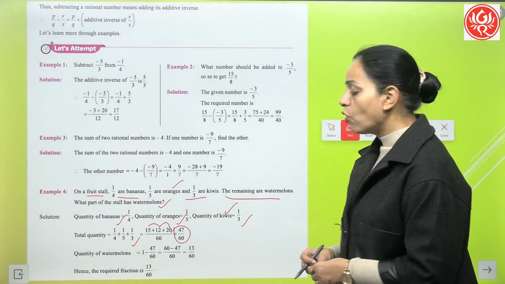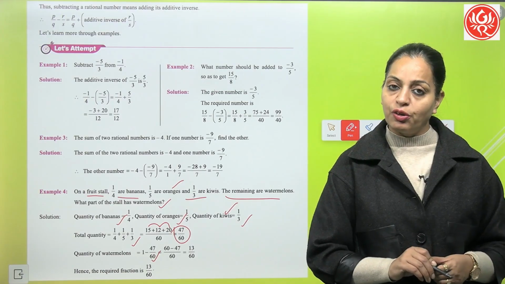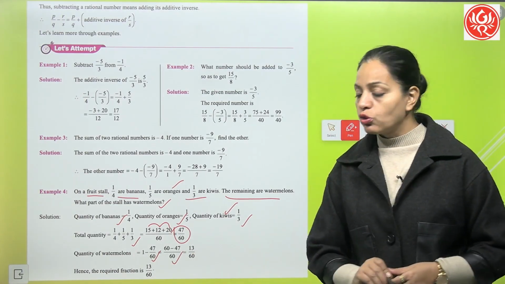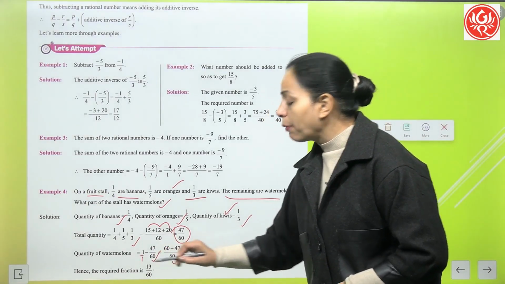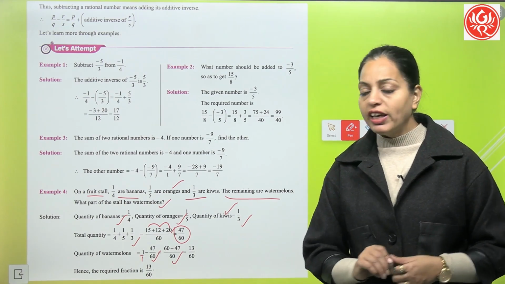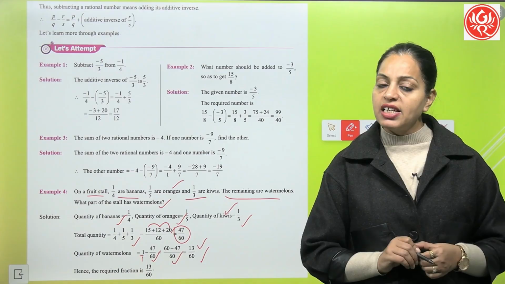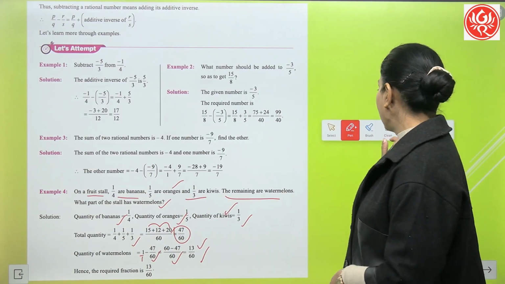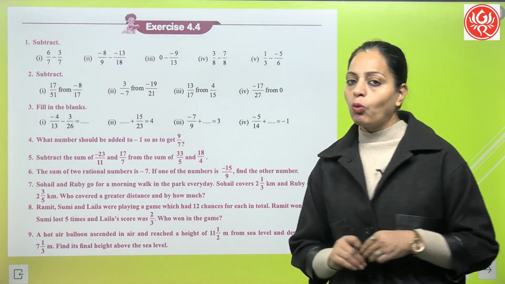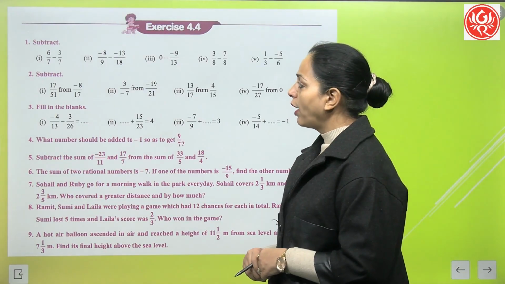So quantity of watermelons is 1 minus this fraction. Okay, 1 whole. So here you know very well how to subtract. So 1 means 1 upon 1. Take the LCM. LCM is 60. So what are we getting? 60 minus 47. Answer is 13 upon 60. So very good question. Now the next is exercise 4.4, based on such types of examples, like question number 1.